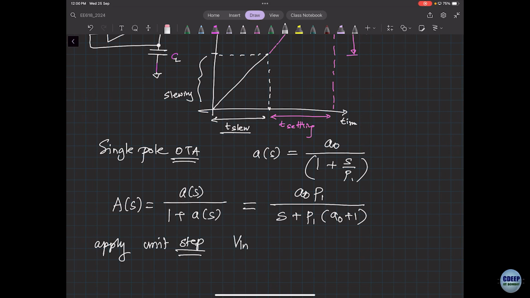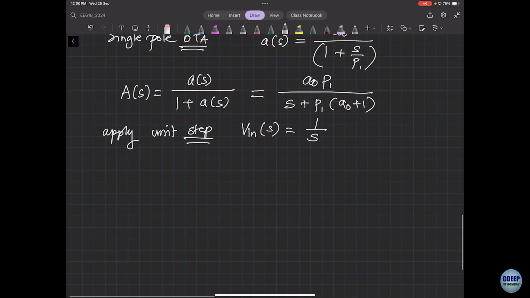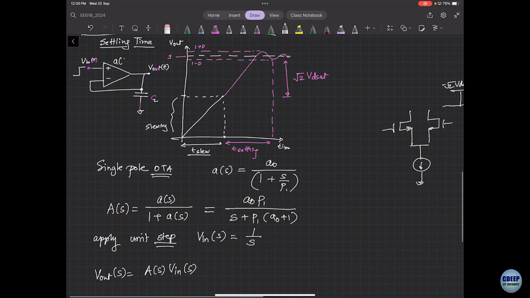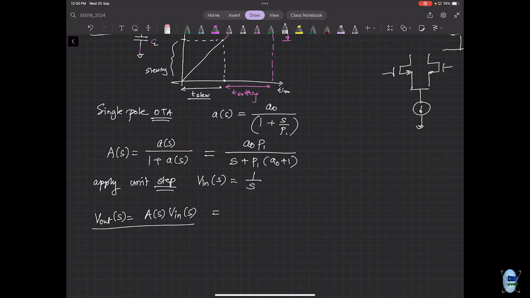So what is unit step input in Laplace domain? It's 1 over s, okay? So we will apply that and we will see what happens. Then your V out of s will be equal to A of s times V in of s. Okay. So this is A0 over (s plus p1), and V out by V in is capital A of s, which is the closed loop transfer function. So this will become equal to 1 over s times A0 p1 divided by s plus p1 (A0 plus 1).